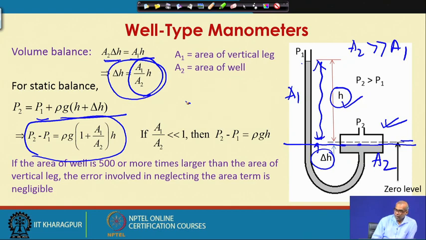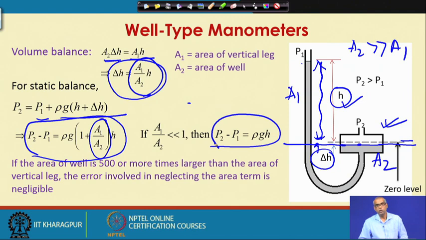Now, if A 1 by A 2 is much less than 1, because A 2 is much greater than A 1, then I can neglect this part, and then P 2 minus P 1 can be written as P 2 minus P 1 equal to rho g into H. If the area of the well is 500 or more times larger than the area of the vertical leg, the error involved in neglecting the area term is negligible.